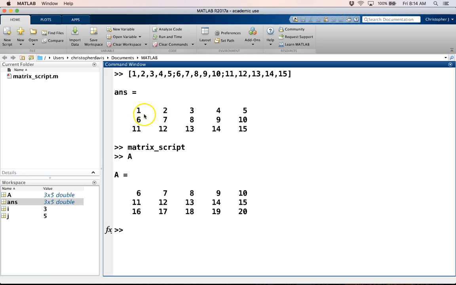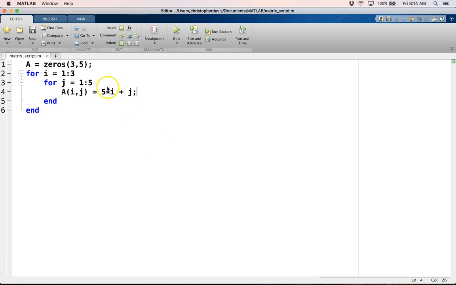So it's almost right, but everything is off by 5. Where I wanted to have this 8, instead I have a 13. So how do I fix it? That's what I was talking about before when I first double-clicked in the workspace. Instead of having 5 times i, I have 5 times i minus 1.